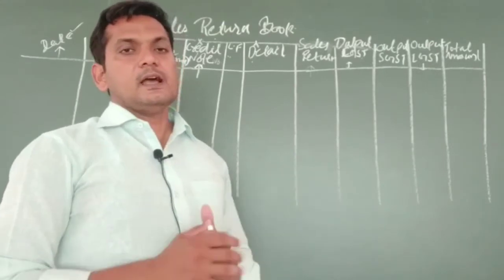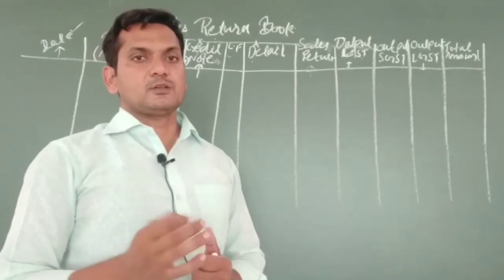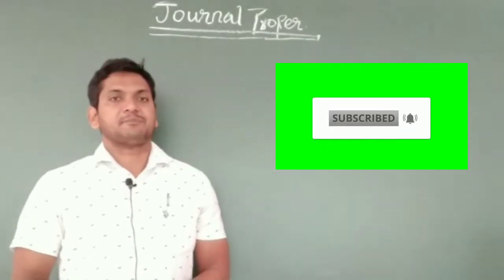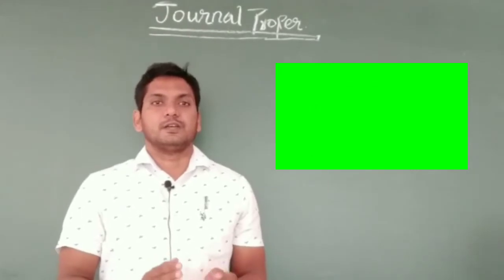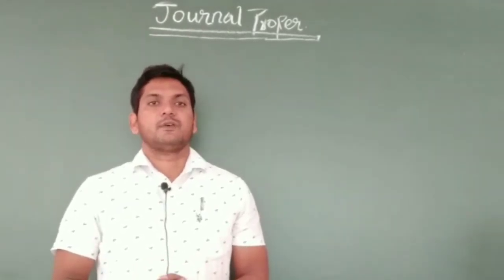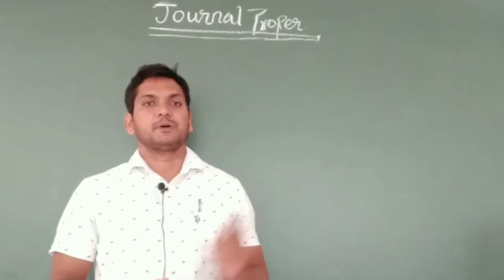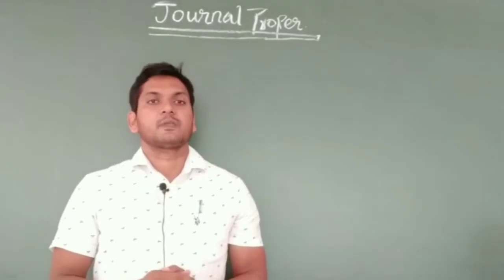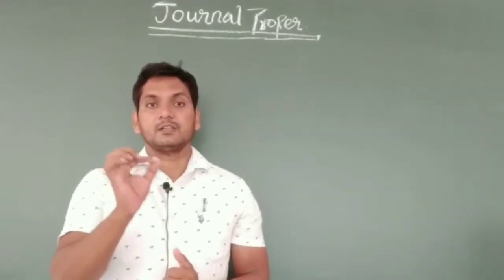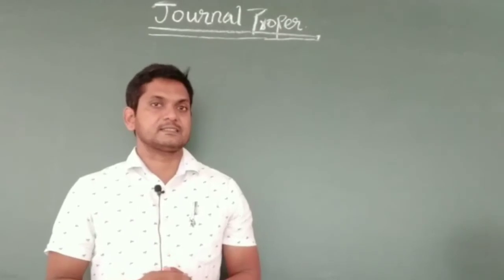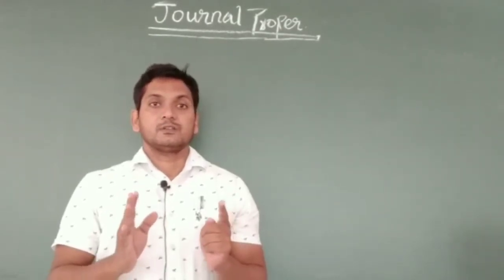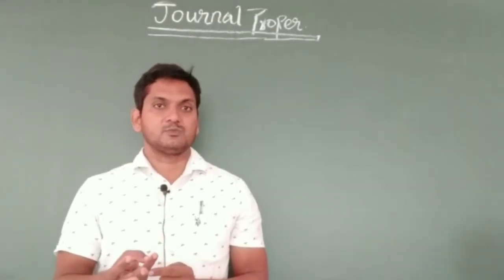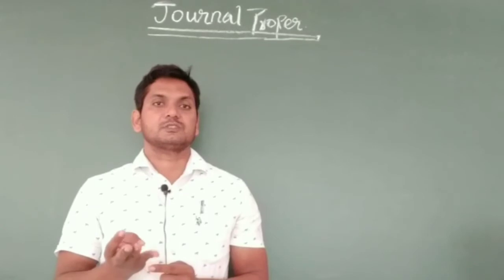It is very easy, and we will discuss journal proper later. Our next topic is journal proper. After subdivision of the journal into different subsidiary books, finally at last we have to prepare the journal proper. It means that journal proper is a subsidiary book, and in journal proper only those transactions are recorded which are not to be recorded in different subsidiary books like purchase book, sales book, purchase return book, sales return book, etc.